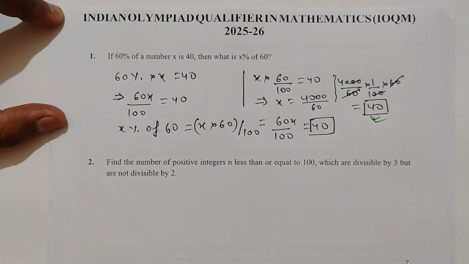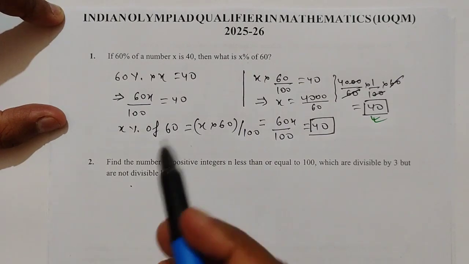Now problem number 2: find the number of positive integers n less than or equal to 100 which are divisible by 3 but not divisible by 2. This is also a very simple problem. First of all, we have to find the multiples of 3, but the last digit must not be 2, 4, 6, 8 or 0.